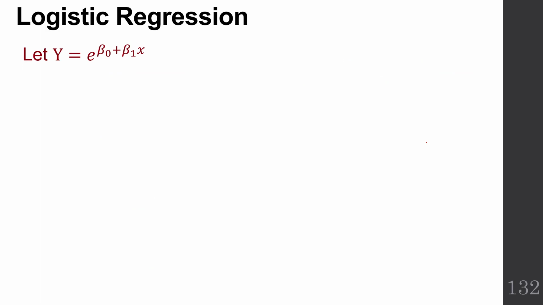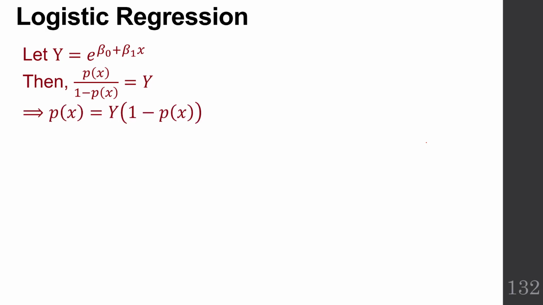So let's let y equal the ugly looking thing on the right, e to the beta naught plus beta 1x. Then we have the odds equals y. So p over 1 minus p equals y. Now remember that we want to get p by itself. So I'm going to take both sides times that denominator so that I have p of x on the left and y times 1 minus p of x on the right. And then I'm just going to distribute the y on the right-hand side. So p of x equals y minus y times p of x.